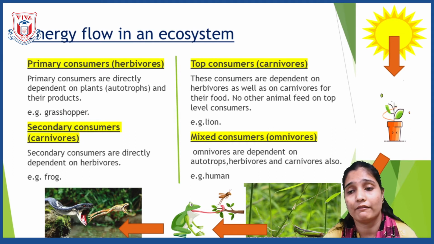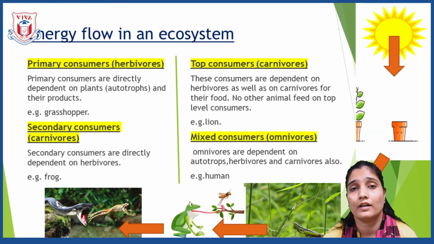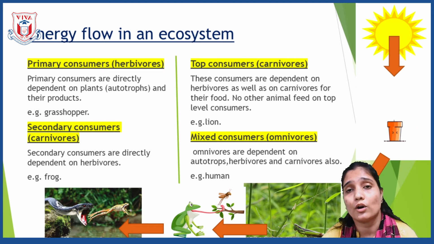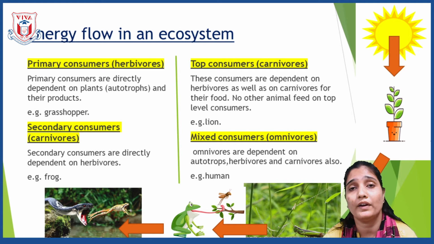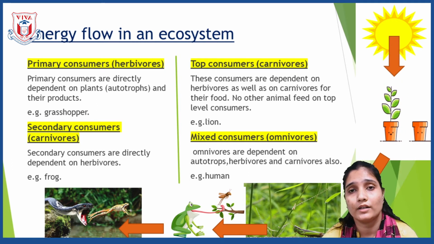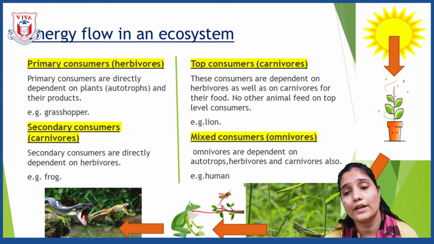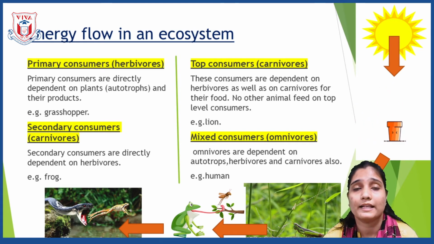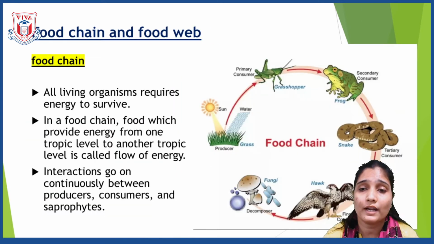Next is top level consumer. Top level consumer is also known as apex consumer. These consumers are dependent on herbivores as well as on carnivores. No other animal feeds upon top level consumer. Example, lion, tiger. Next one is mixed consumer. Mixed consumer is also known as omnivore. Omnivores are dependent on autotrophs, herbivores as well as on carnivores. Example is human. So let's start with our next topic, that is food chain and food web.